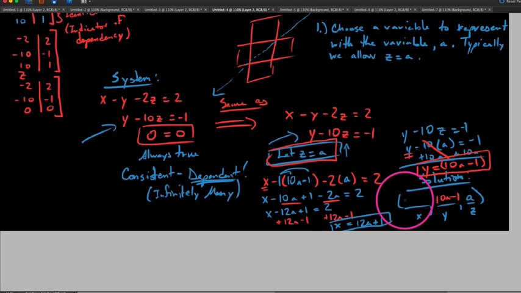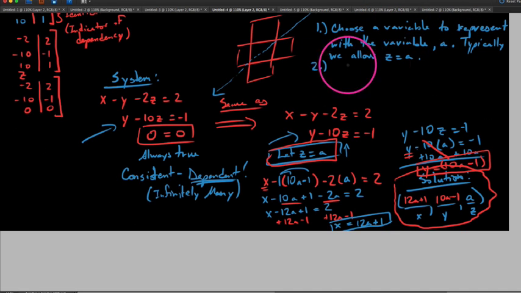12a plus 1. So 12a plus 1. These are going to be the solutions to our system right here. And so just to fill in the steps here, basically I said choose a variable to represent with the variable a. And typically we allow z to equal a. But then what we do is we basically back solve using our designated variable value.